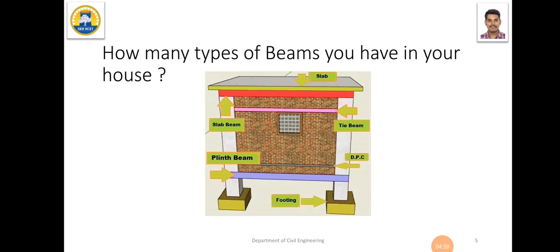If you want to construct your own home, you must take care of these three beams, whether it is available or not. So first one is the slab beam, I repeat, a tie beam, as well as a plinth beam. The plinth beam is most important, as tie beam is required for constructing any openings, and the slab beam is required for transferring the loads from the slab to the column.